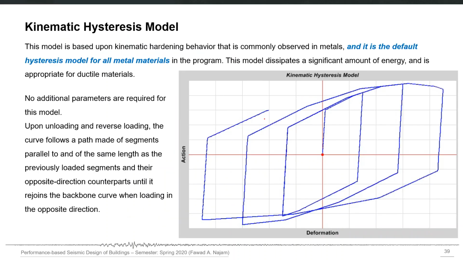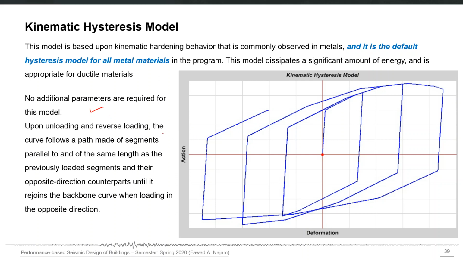Next is the kinematic hysteresis model, and it is the default hysteresis model for all metal materials, and it dissipates a significant amount of energy. It yields, and then it is composed of two lines, a bilinear kind of hysteresis model with a very large area under the loop. No additional parameter is required for this model, because later you will see that if you select certain hysteresis models, you have to give certain input values also for those models.